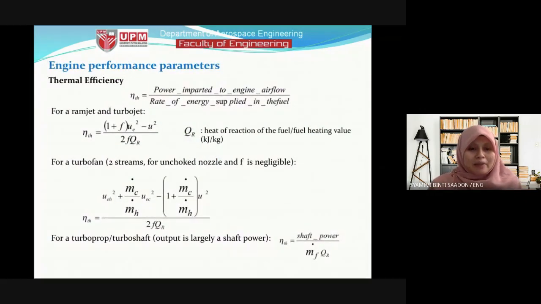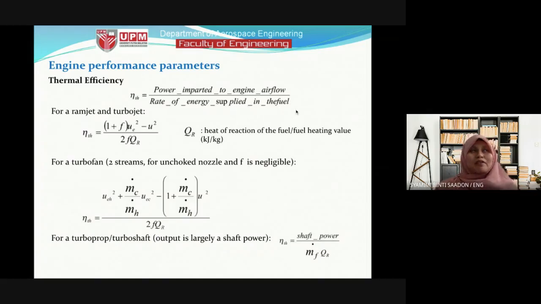Next, we have the parameter thermal efficiency. As I've mentioned just now, we still use the thermal efficiency term, but it is not as important as propulsive efficiency. However, I will still give you the thermal efficiency equation, which is different for different types of engine, but the definition is the same: the ratio of the power imparted to the engine airflow over the rate of energy supplied in the fuel.